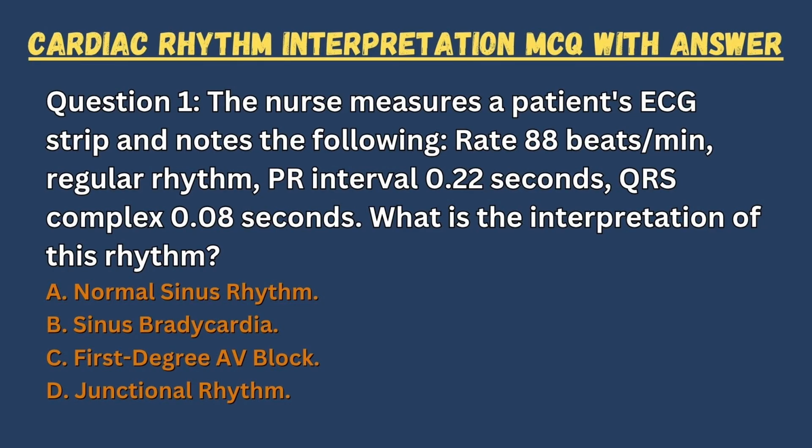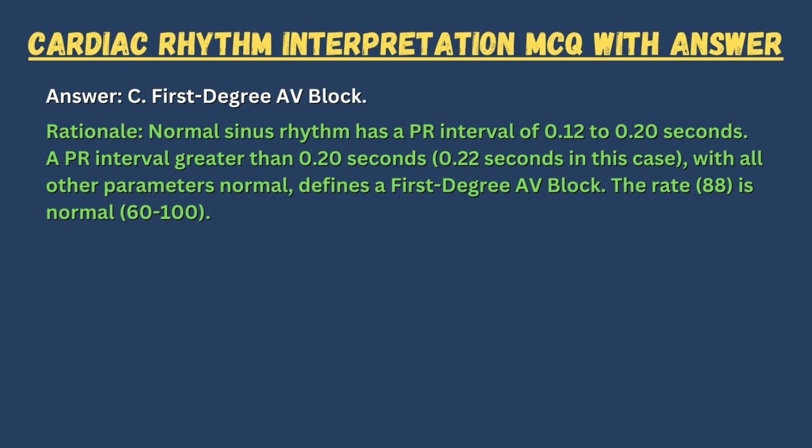A. Normal sinus rhythm. B. Sinus bradycardia. C. First degree AV block. D. Junctional rhythm. Answer. C. First degree AV block.